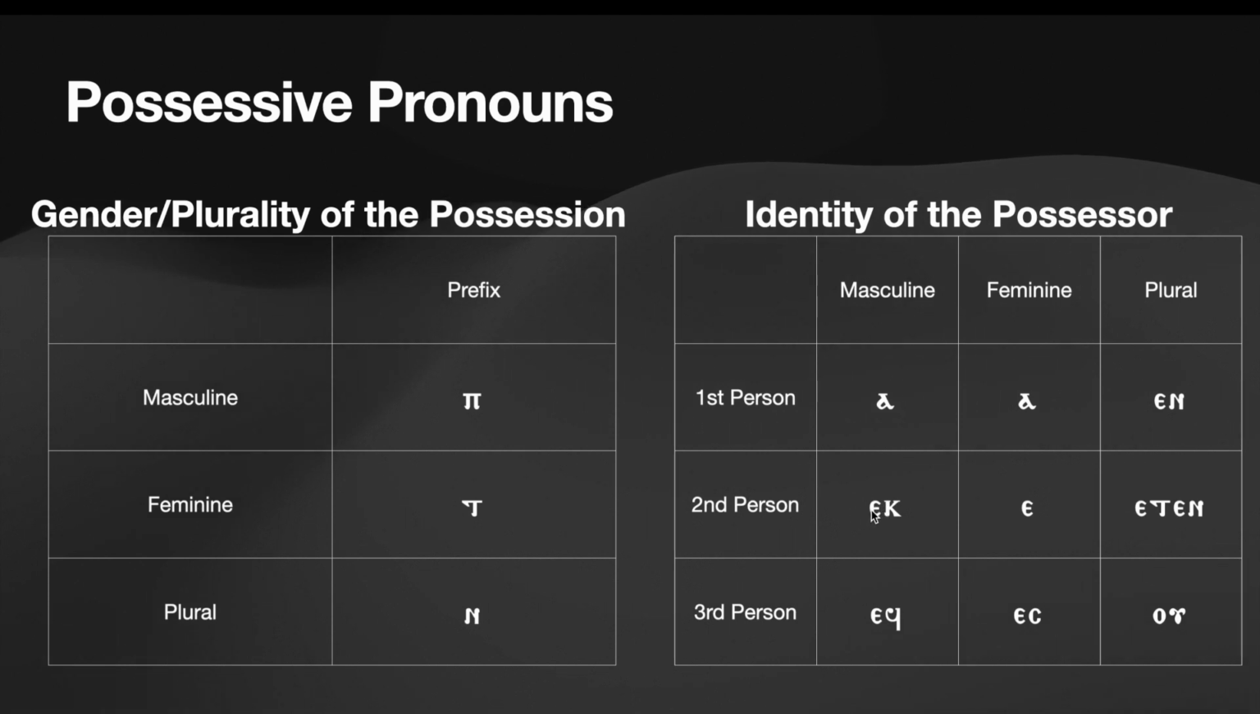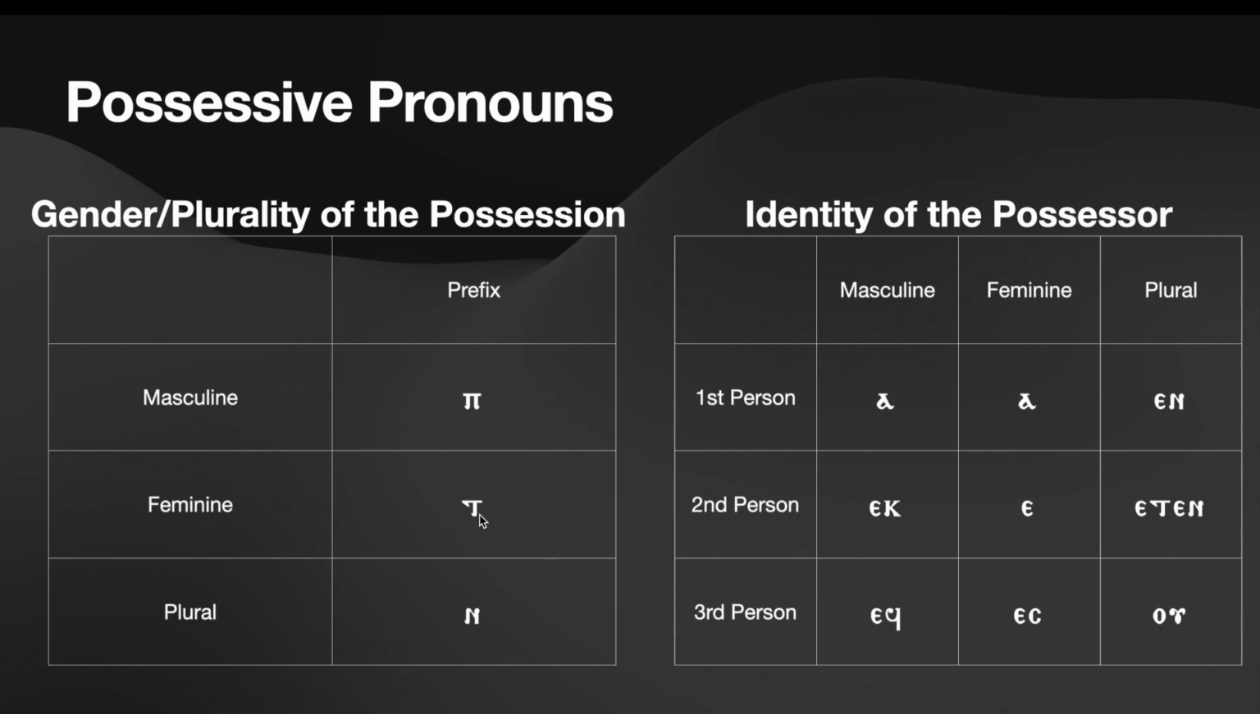Something that I see lots of people get wrong is that whenever you're talking about a feminine word, people will see that it begins with tav and automatically assume that you're talking to a woman, but that's not actually the case. Keep in mind, this is talking about the possession, not the possessor. It's a common thing to see tav and then ek. And so you would know that you're talking to a guy and he owns this feminine thing.